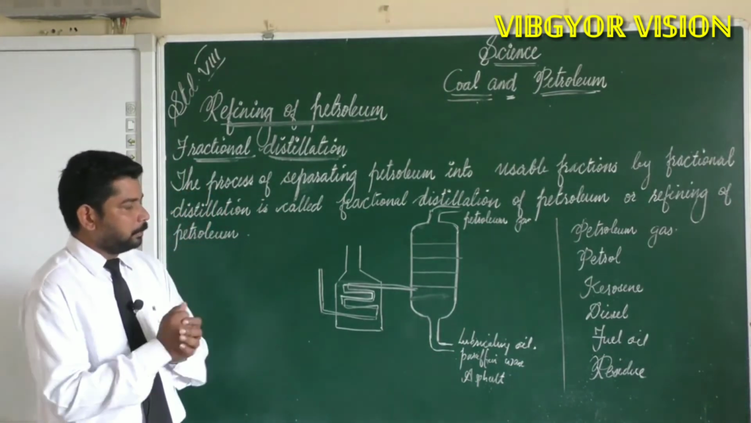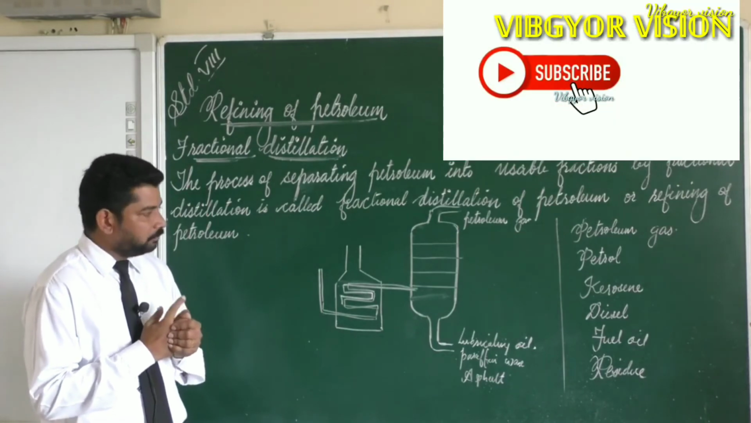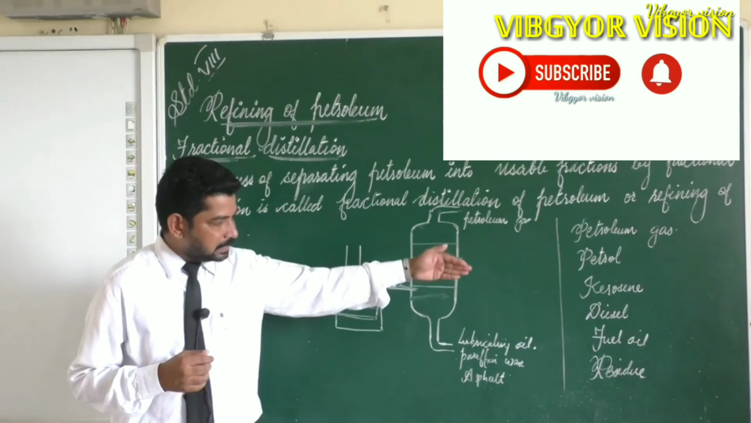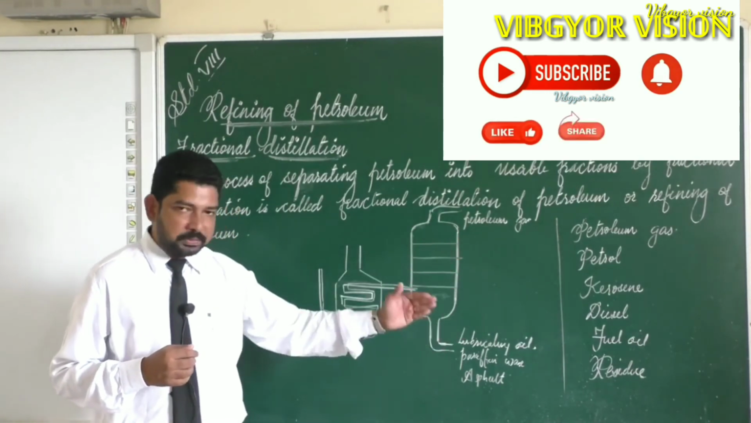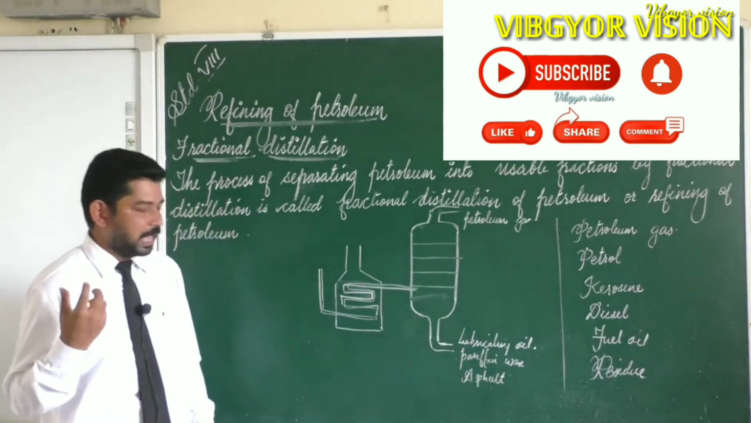So let us see what are the useful components that we get when we do the fractional distillation of petroleum. They are petroleum gas, petrol, kerosene, diesel, fuel oil, residue. That means the residue are these three. What are they? Lubricating oil, paraffin wax and asphalt.